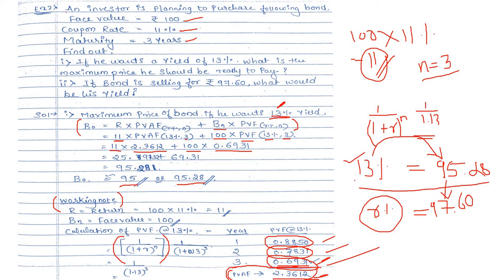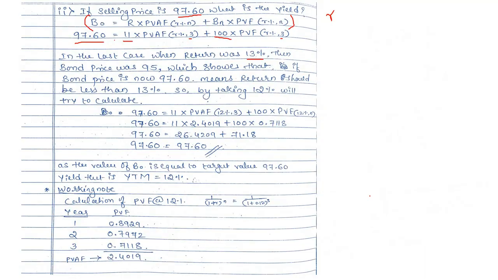Okay, so now less than 13% means what will we take? We'll take 12% and continue. First we have to check it. We cannot say whether it is 12% or 11%, but we will try first with 12%. If 12% is not matching, then we'll go for 11%. Like that, we have to use the trial and error method to get the value. So we confirm that the return is less than 13%. With that we'll take 12% first.